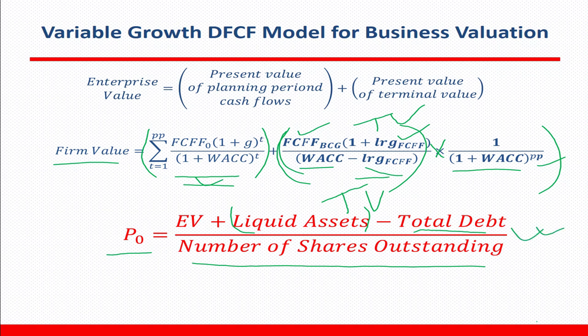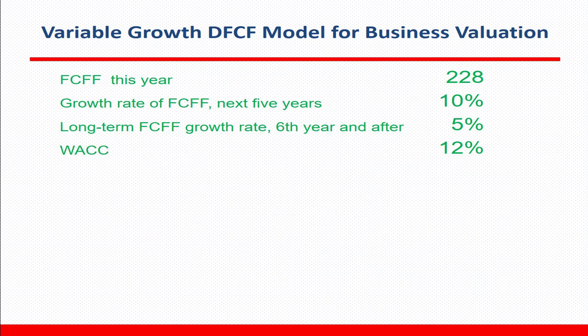So now let's look at an example here. In this example, we have a company whose cash flow this year is 228, and we are assuming that for the next 5 years it is growing at a higher rate, which is 10%, and from the 6th year onward it is going to grow at 5%, and the cost of capital for this business is 12%. Given this information, what is the value of this business using this model?